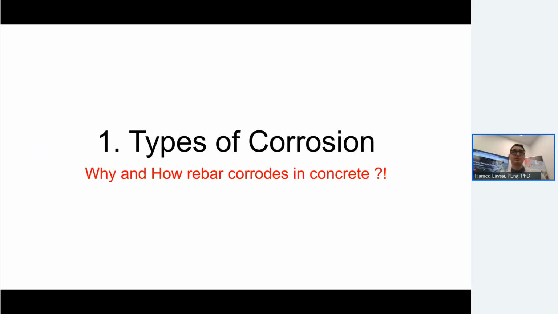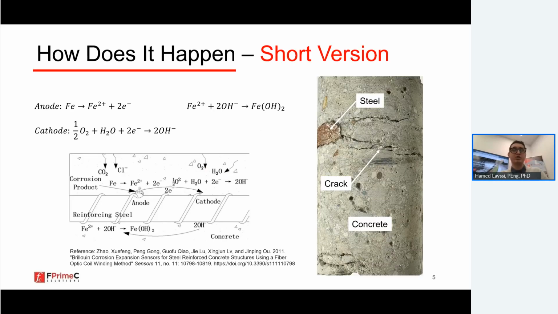So, types of corrosion in concrete. Why and how rebar corrodes in concrete. In general, we know concrete is an alkaline environment. It's good. It can protect reinforcement. This is a concrete core sample from one of the projects, an actual representation of how corrosion looks in actual concrete. You can see the rebar. You can see signs of mild corrosion on the rebar, and you can see cracks.